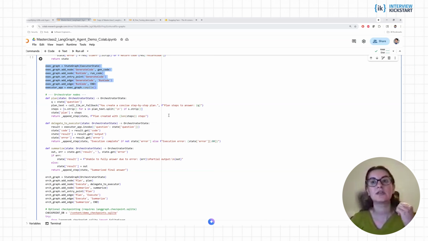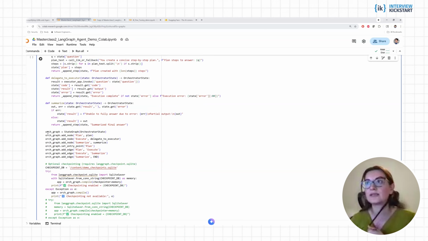The orchestrator doesn't know or care about the internal details of the code generation and execution. It's just going to execute this stuff. And then the summarizing handles the final formatting, like if there's an error, it creates a user-friendly message, for example. For the executor, you can see the orchestrator graph being built.